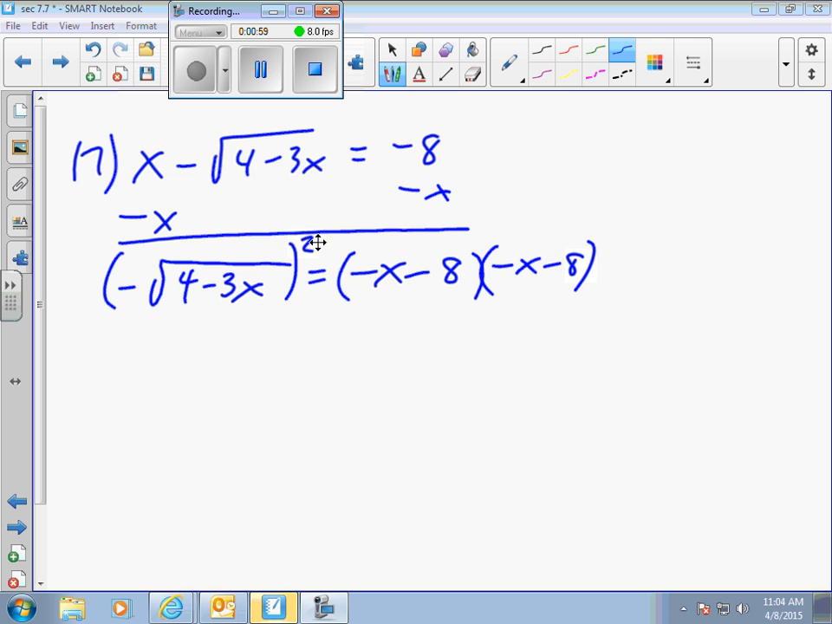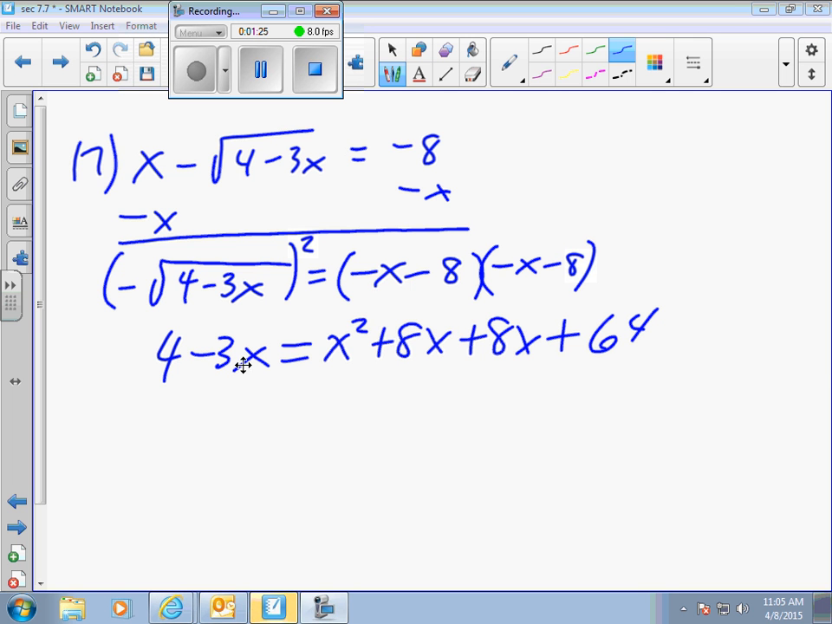When I square the side, negative times negative is positive. Radical squared, opposite operation. So I get 4 minus 3x. On this side, when I FOIL it out, negative x times negative x is positive x squared. Outside times outside gives me positive 8x. Inside times inside gives me positive 8x. And last times last gives me positive 64.